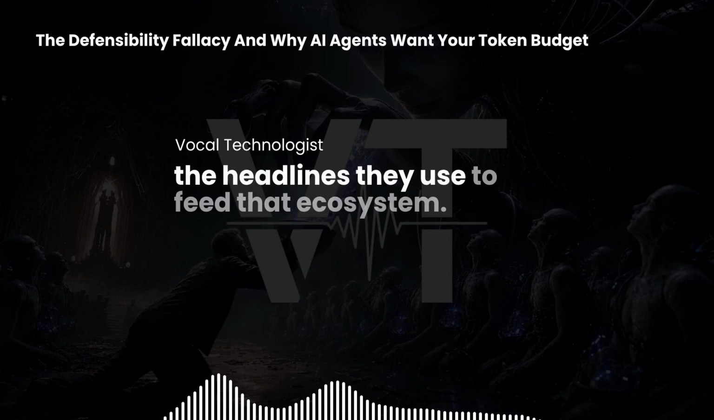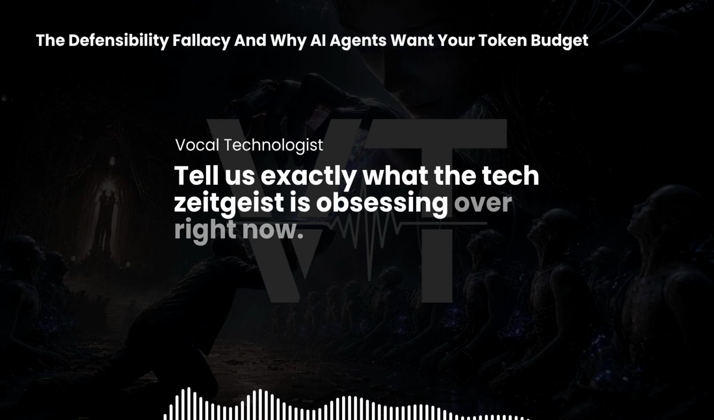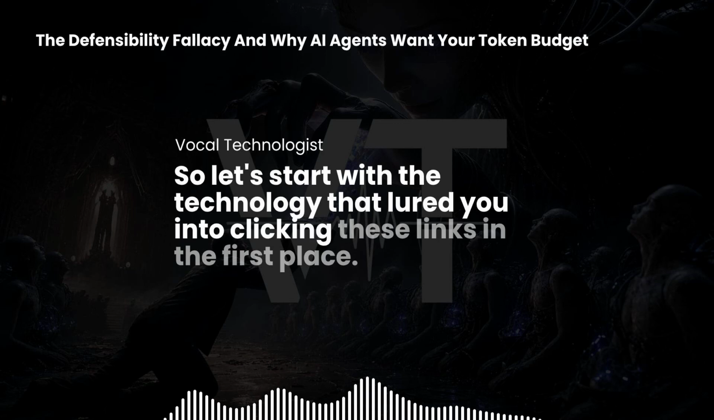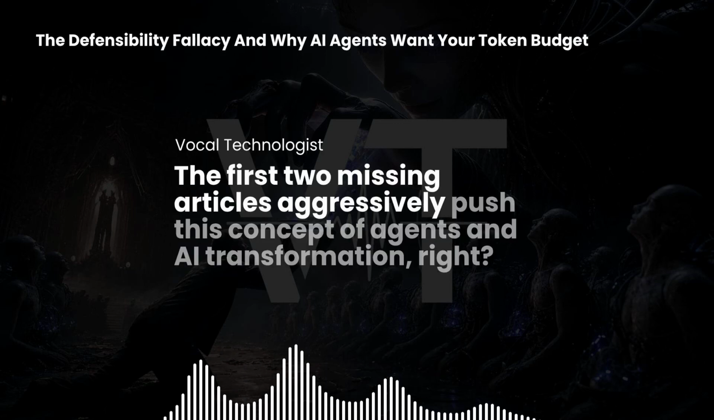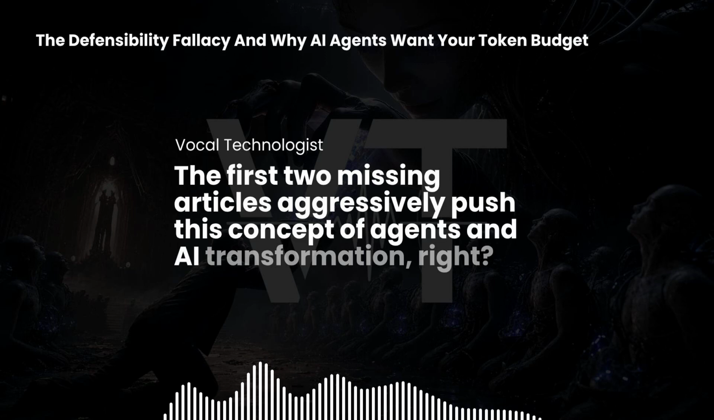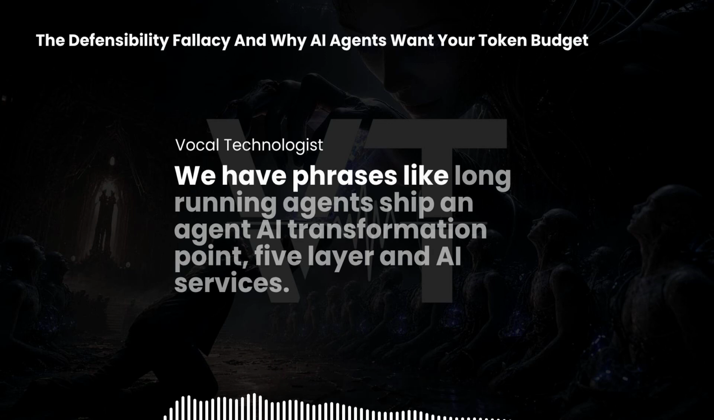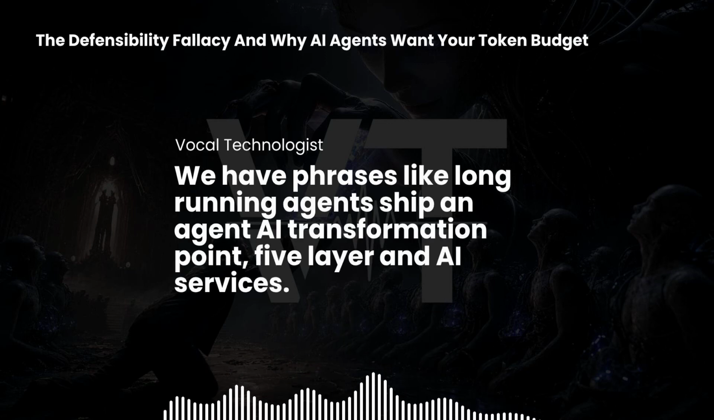And the headlines they use to feed that ecosystem tell us exactly what the tech zeitgeist is obsessing over right now. Totally. So let's start with the technology that lured you into clicking these links in the first place. The first 2 missing articles aggressively push this concept of agents and AI transformation. Right. They use some very specific phrasing. Yeah, we have phrases like long-running agents, ship an agent, AI transformation, 0.5 layer, and AI services.